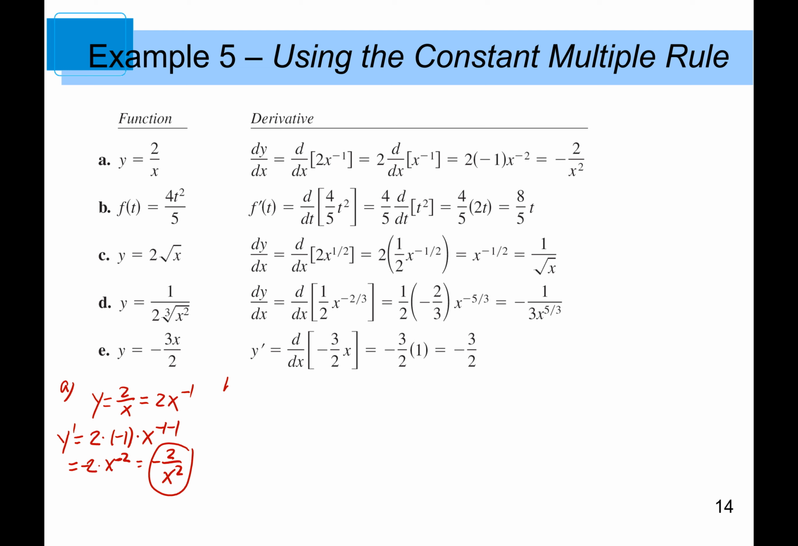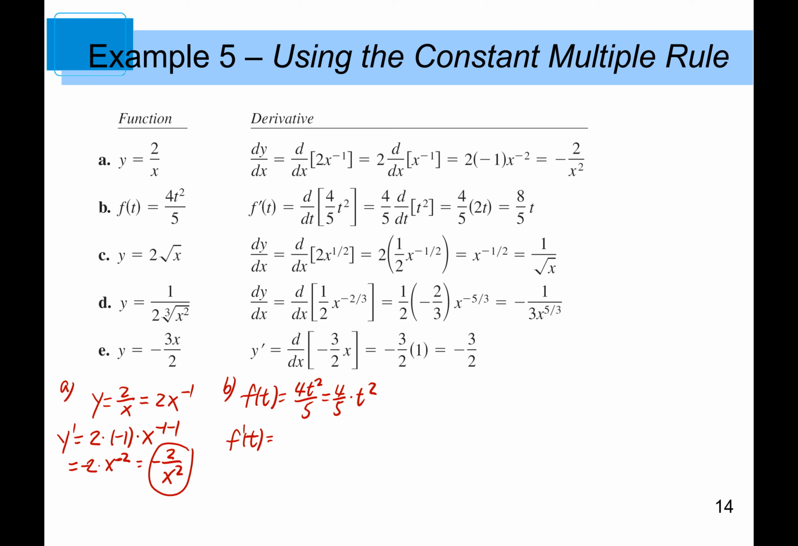B, we have f of t equals 4t squared over 5. We could just easily separate them into 4 over 5 times t squared. So f prime of t.